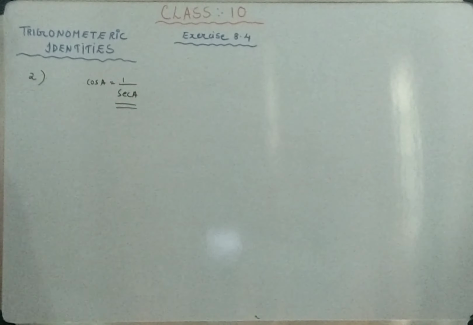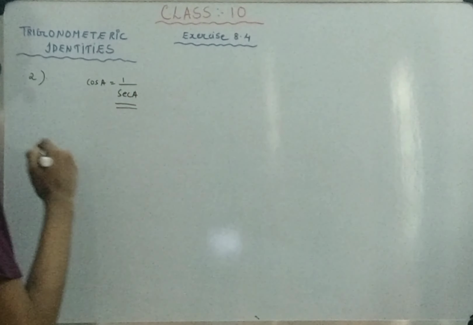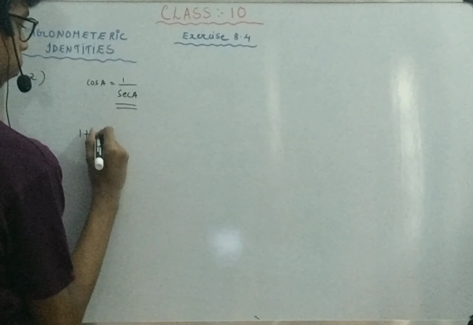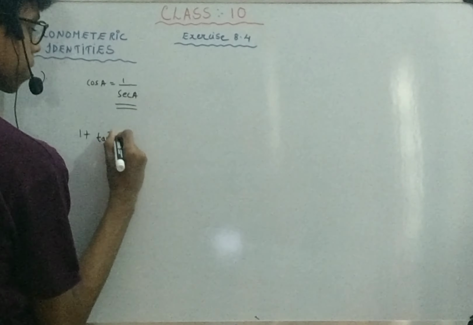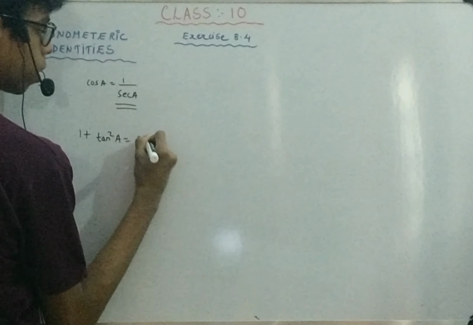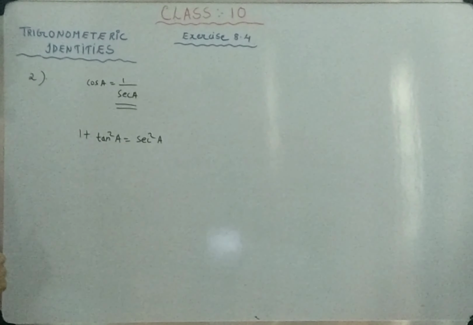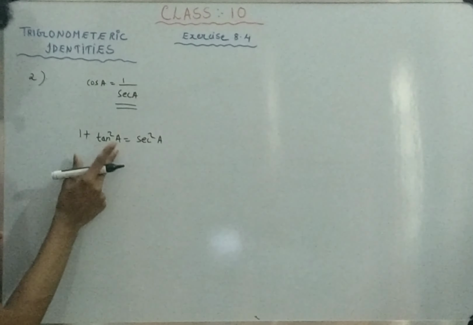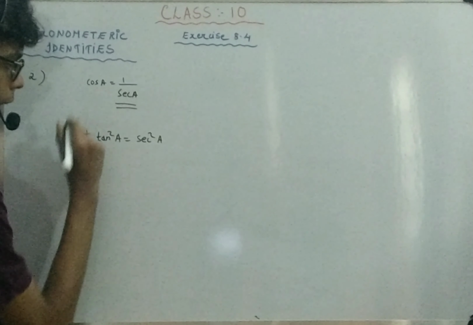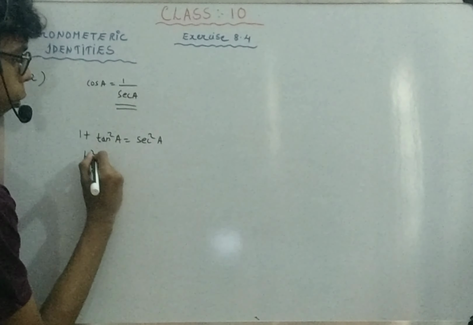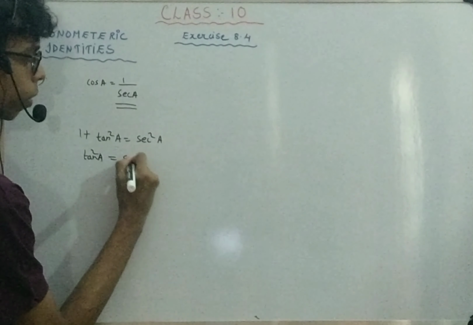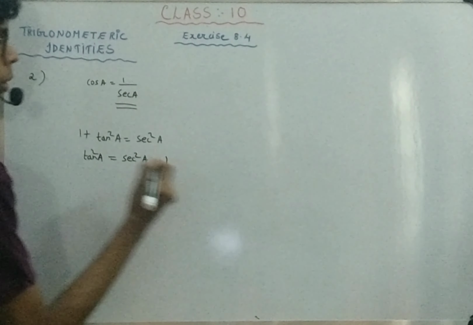Now the next one. We know our identity: 1 plus tan square A is equal to what? Sec square A, isn't it? What can we do here? We can take this 1 to the other side. So you will be getting tan square A is equal to sec square A minus 1.